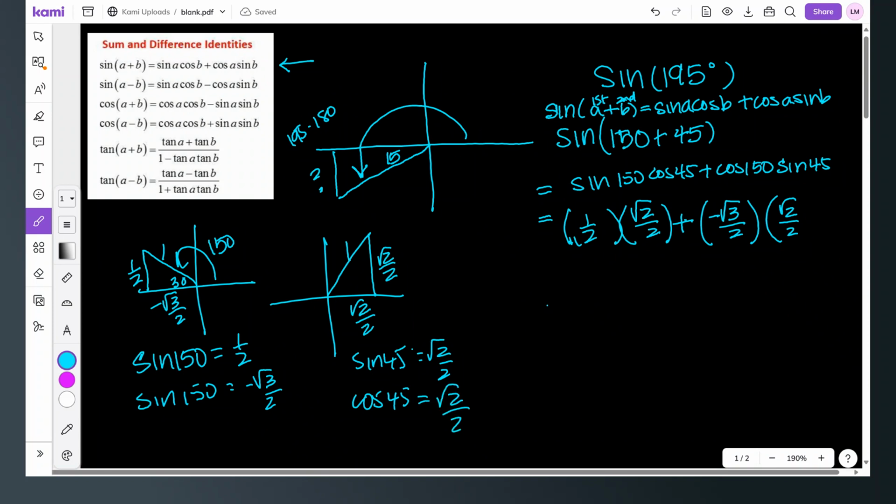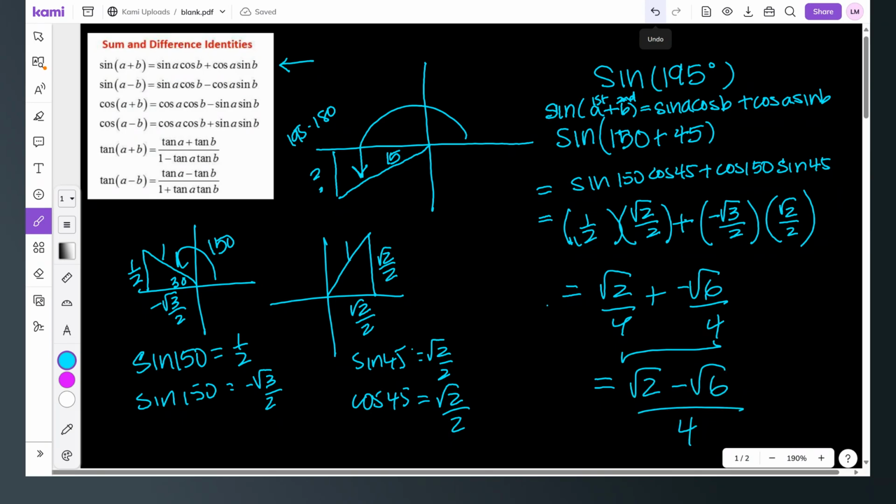All right, so then I clean up. I have square root of 2 over 4 plus negative square root of 6 over 4, multiplying the bottoms of my fractions together. Then I'm going to add. I already have common denominators, so I add the tops. I can't add those radicals because the numbers underneath are not the same, and I can't simplify them either. So the work is deciding what angles you're going to use to add or subtract. By the way, if I'd chosen two angles to subtract, I would end up with this exact same answer. So we have found this side of the triangle, square root of 2 minus square root of 6 over 4.